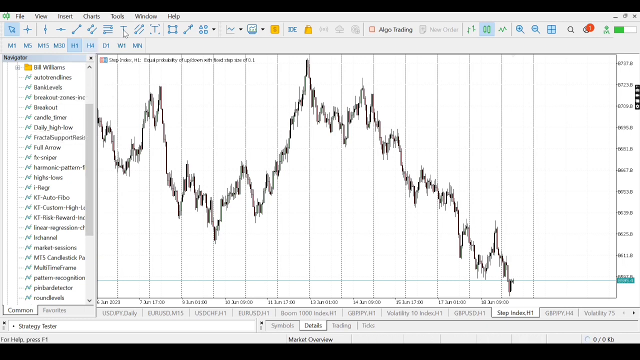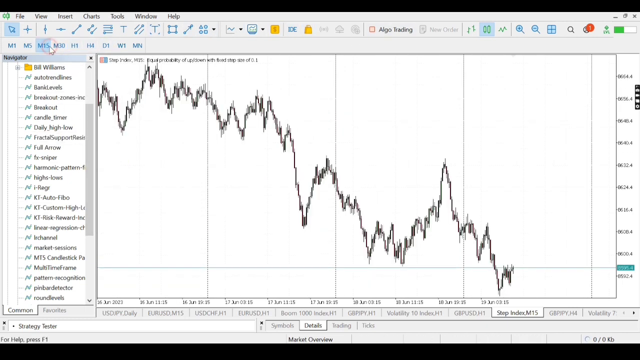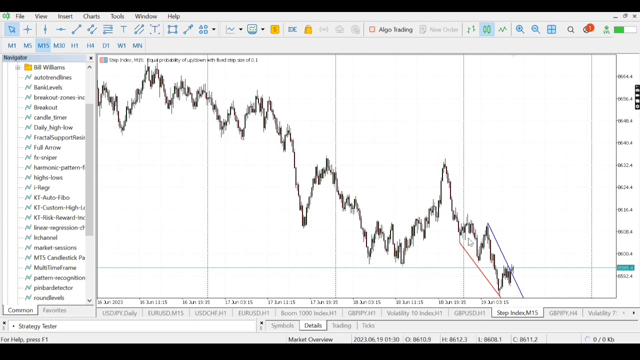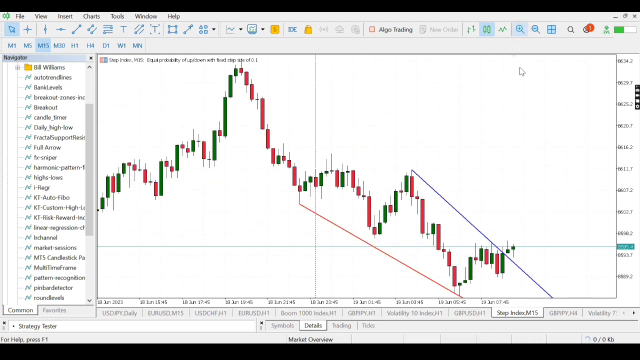So for the auto trend line indicator, I go to my M15, then double click here, allow DLL imports, then okay. You can see that this indicator plots the nearest trend lines. You can see that it touched this point, then this point, then drew this trend line, then this point and this point drew this trend line. So this one is like a breakout and retest, that kind of pattern.